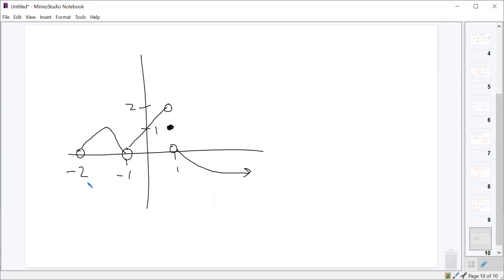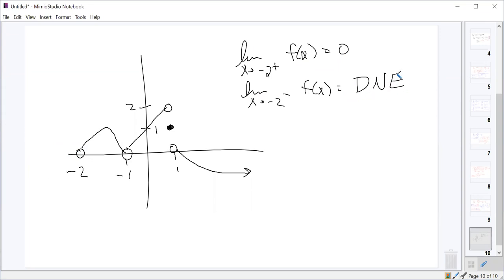Cool. All right. So I might ask you, what's the limit as x approaches negative 2 from the right of our function f of x? What should the answer be? 0. Should be 0, because as I approach negative 2 from the right, it's 0. What about the limit as x approaches negative 2 from the left of f of x? Is there anything to the left of negative 2? No, so you could say it doesn't exist. Correct. There is no function to the left of negative 2. That limit does not exist.